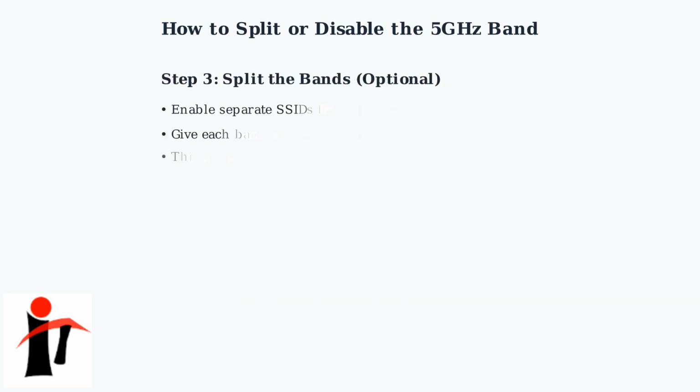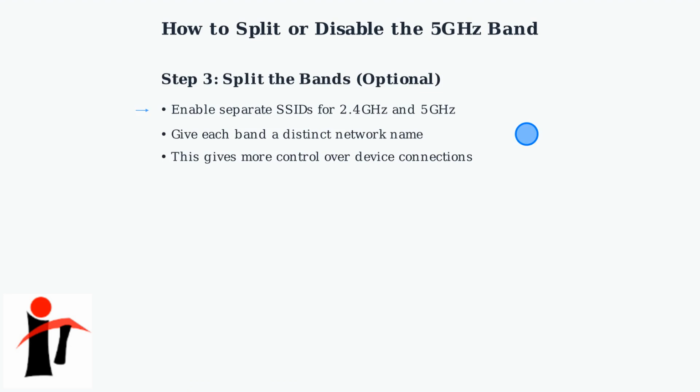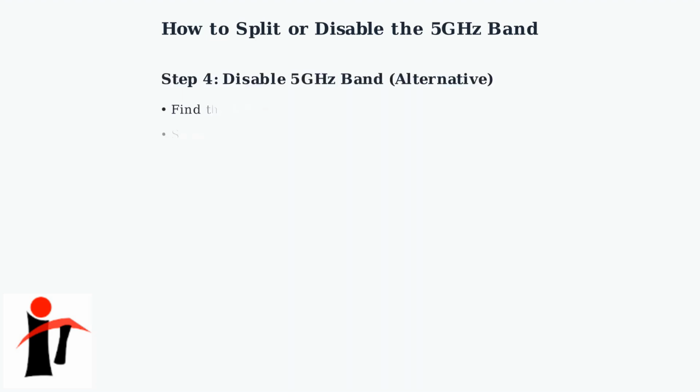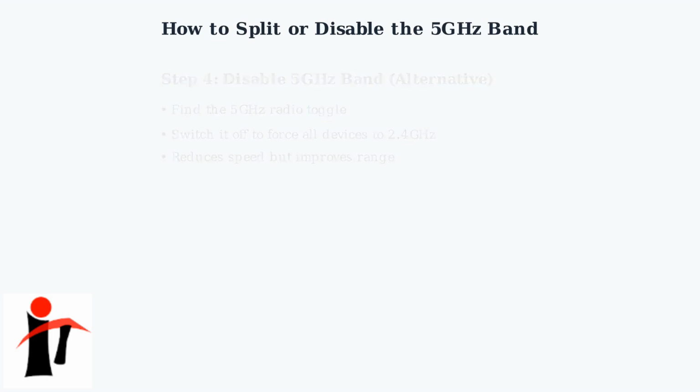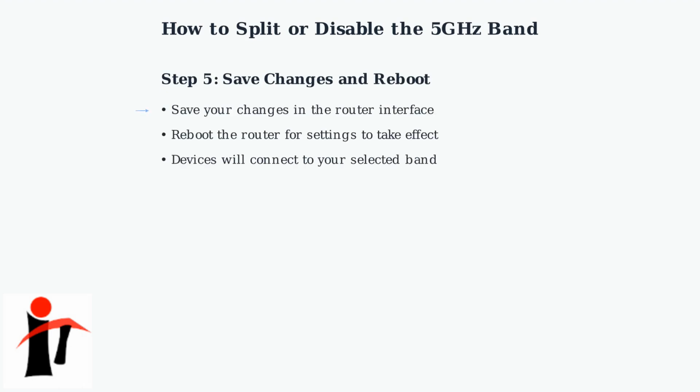To split the bands and give each frequency a unique network name, enable separate SSIDs for the 2.4 GHz and 5 GHz bands. Give them distinct names so you can control which band each device connects to. To disable the 5 GHz band entirely, find the toggle or setting that controls the 5 GHz radio and switch it off. This forces all traffic to the 2.4 GHz band, which can improve coverage but reduces overall speed.